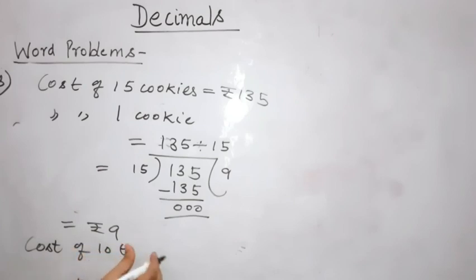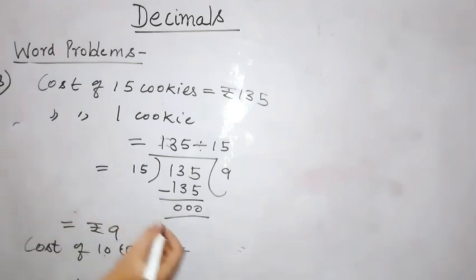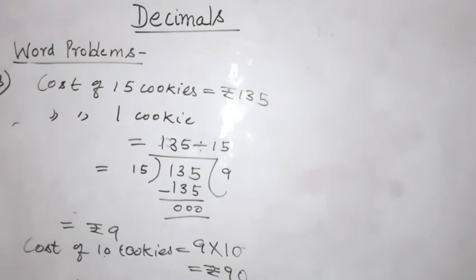Now we have to find out the cost of how many cookies as per the question. Cost of 10 cookies. What is the cost of 10 cookies? This is the cost of 1 and we have to find out for 10. So we have to find out for more. So M as in more and M as in multiply. So the cost of 10 cookies will be rupees 90. I hope you must have understood this question also.